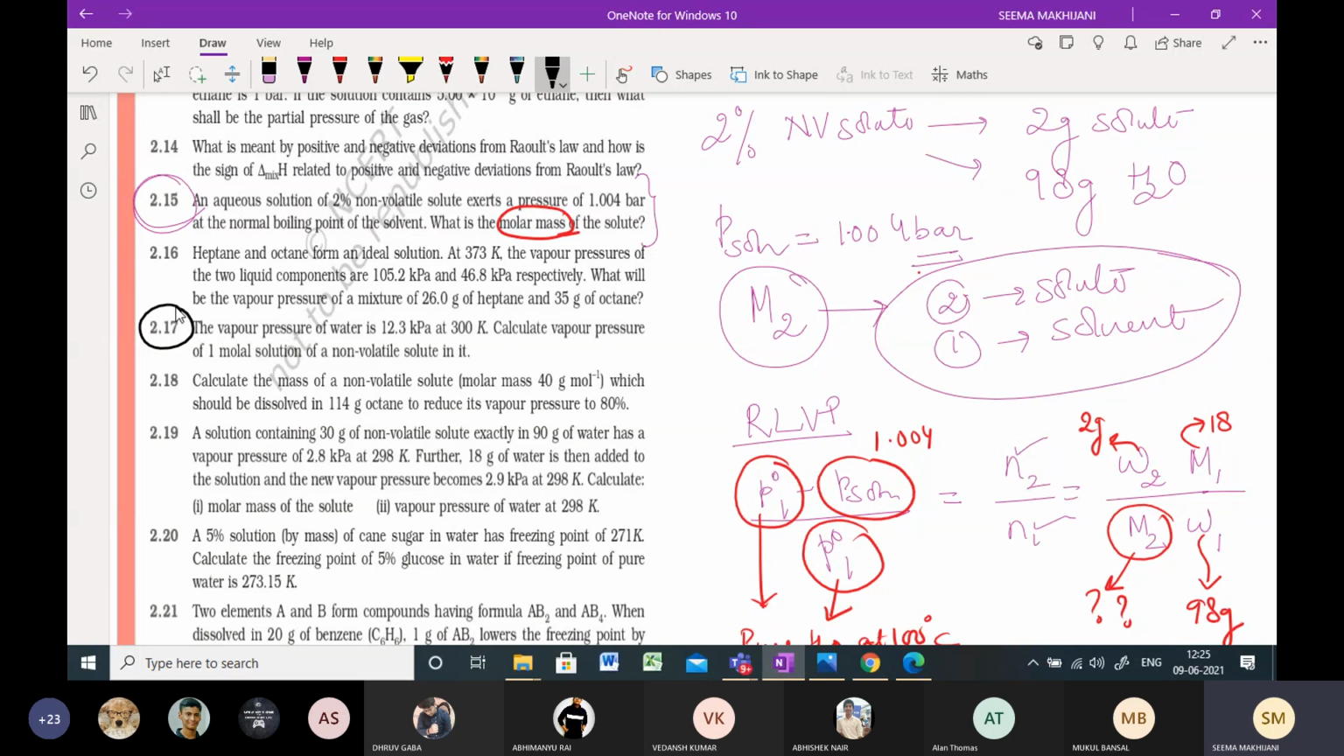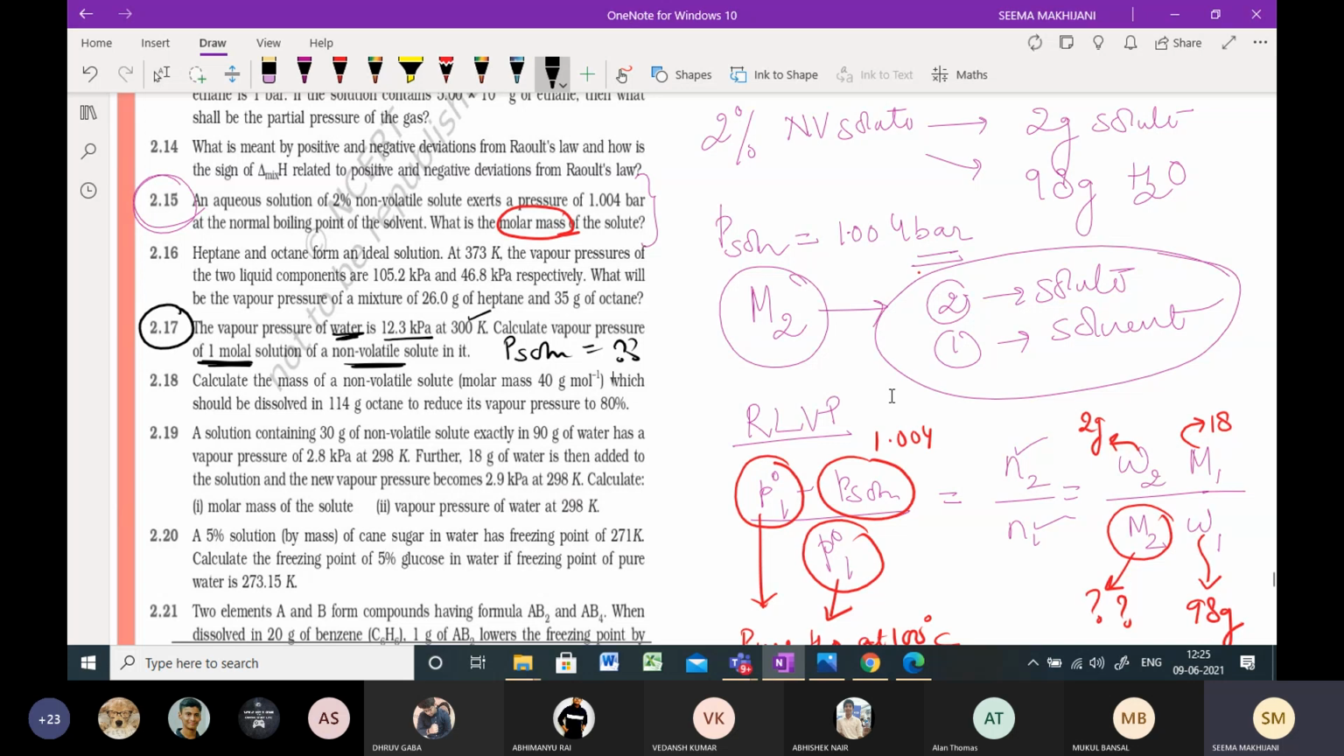Talking about the question 2.17, let's read it. The vapor pressure of water is given to you as 12.3 kilopascals. It doesn't matter to us whether it's kilopascal, mm of mercury, atmospheres, or bars. At 300 K, that is just information. You don't use the temperature in the numericals. Calculate the vapor pressure of 1 molar solution of a non-volatile solute in it, which means the agenda is P solution is to be found.